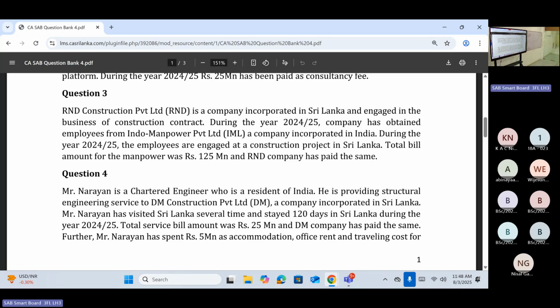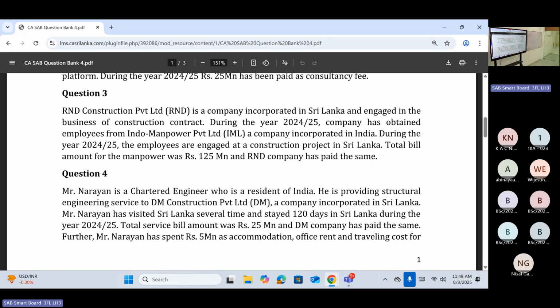So R&D is a construction company. They obtain manpower from an Indian company, so their employees come to Sri Lanka and work at that site. Right? There are three parties: R&D is the resident company, Indo Manpower is the non-resident company, and their employees also come to Sri Lanka. So we are making the service fee payment to Indo, the Indian company.